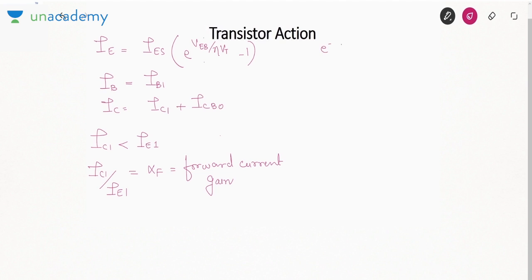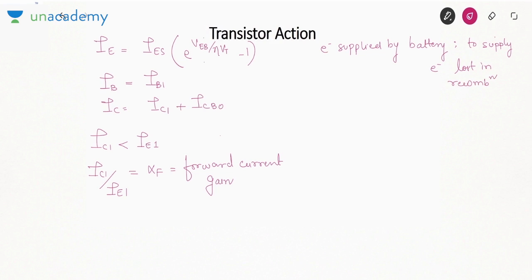Now when we talk about electrons supplied by the battery, why were they supplied? To supply the electrons lost in recombination. Now understand one point of mine. Suppose 100 holes are coming from emitter to base. Think like this.